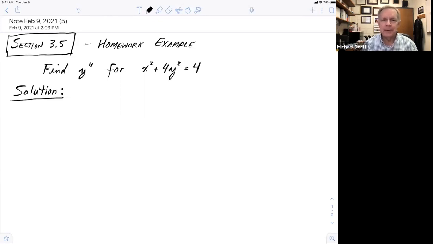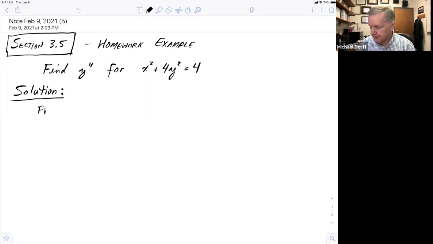We're in section 3.5 and we're looking at a homework example. In this example, we need to find the second derivative of a function where the x's and y's are mixed together. So we're going to need to use implicit differentiation. To do this problem, the first thing we will do is find the first derivative.